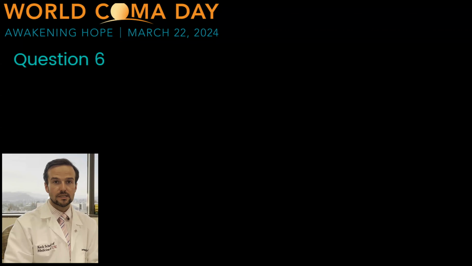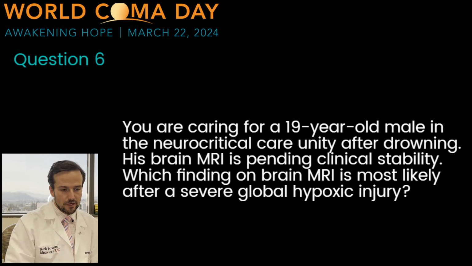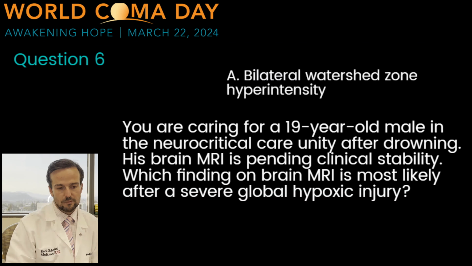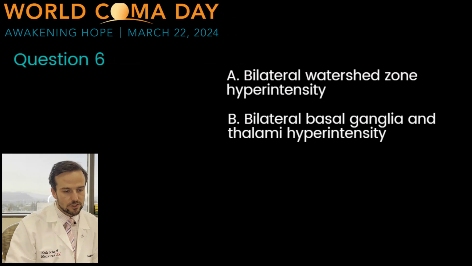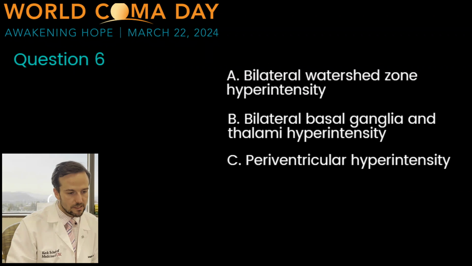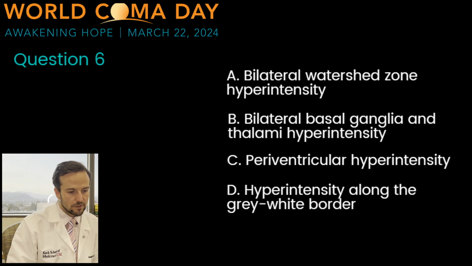Question 6. You are caring for a 19-year-old male in the neurocritical care unit after drowning. His brain MRI is pending clinical stability. Which of the following findings on brain MRI is most likely to be shown after a severe global hypoxic injury? Bilateral watershed zone hyperintensity, bilateral basal ganglia and thalamic hyperintensity, periventricular hyperintensity, hyperintensity along the gray-white border, or hyperintensity in the corpus callosum.